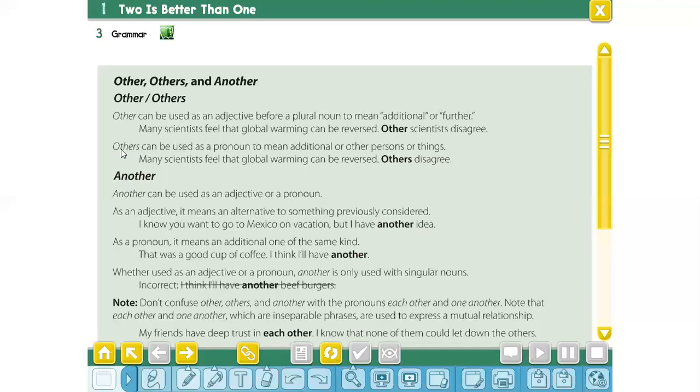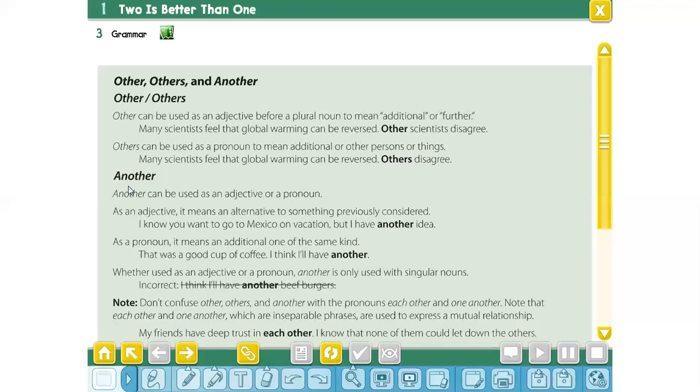When we use others, we use others as a pronoun. So it can't be followed by a noun to mean what? Yes, additional or other persons or things. Like what? Many scientists feel that global warming can be reversed. Others disagree. Others, this is a pronoun. So here, other scientists, but here, others only, because this is a pronoun. If you want to use a noun here, you have to use other scientists. But others, this is a pronoun, which is not followed by a noun.